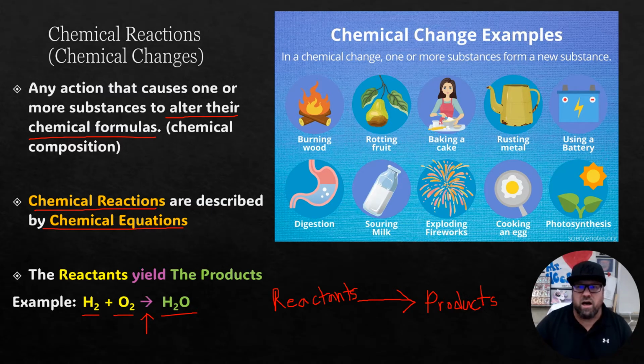Okay, so here's some examples of chemical changes. Burning wood, right? That's very visible. There's a lot of evidence of chemical change there. Rotting fruit, baking a cake, rusting metal, using a battery, charging or depleting a battery, digestion, souring milk, exploding fireworks, cooking an egg, my favorite breakfast item. Problem is a little too much cholesterol for Mr. M right now. And then photosynthesis, which is a very, very big deal for life on planet Earth.